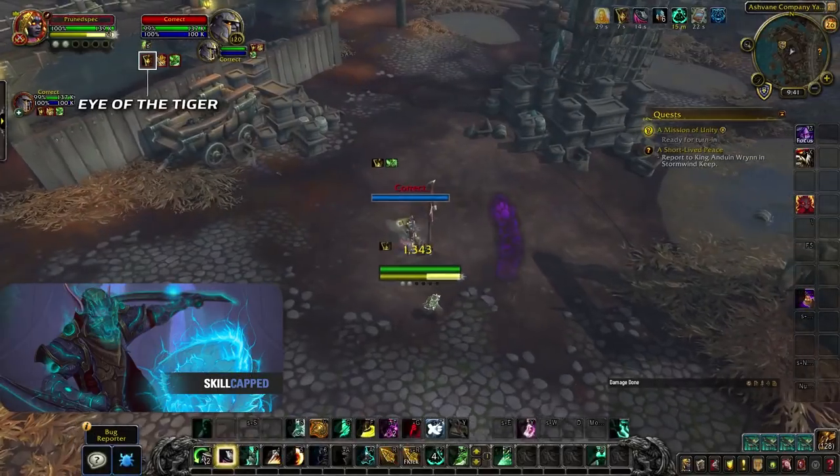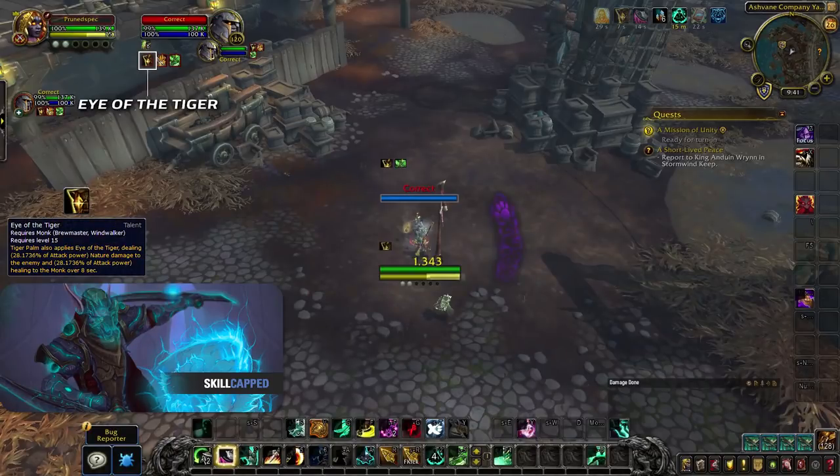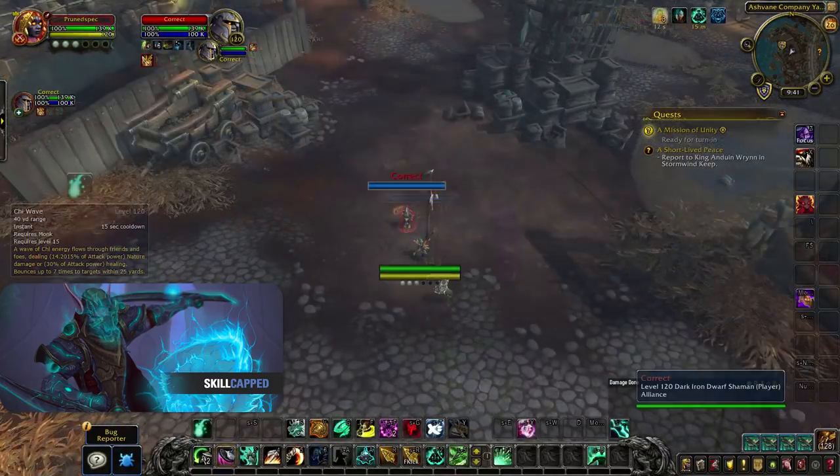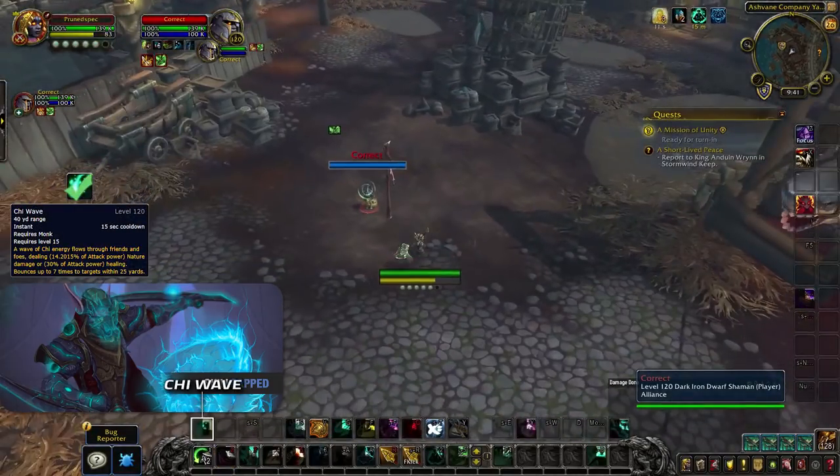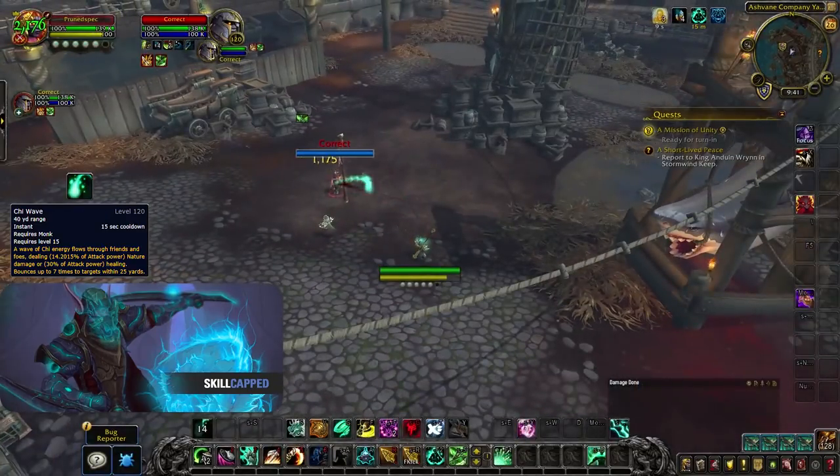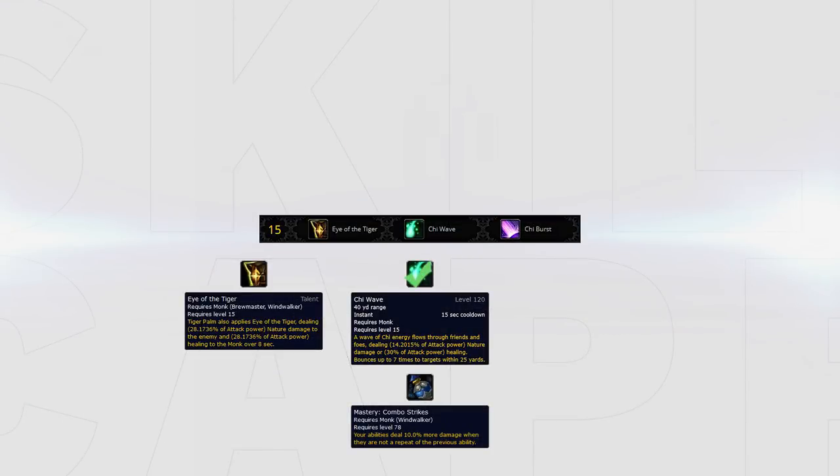Eye of the Tiger frees up a key binding, making it a lot easier to play with for newcomers on Windwalker. Chi Wave is the best DPS increase in this row, although it is a slight increase. It also helps the mastery rotation at times during burst. For example, you could use Blackout Kick into Chi Wave into another Blackout Kick.